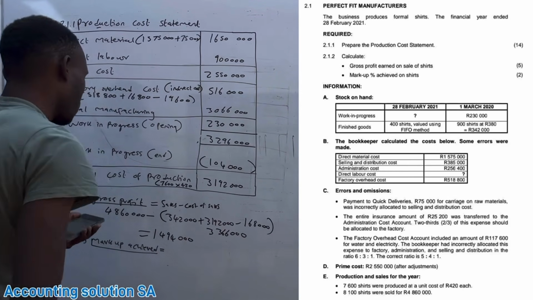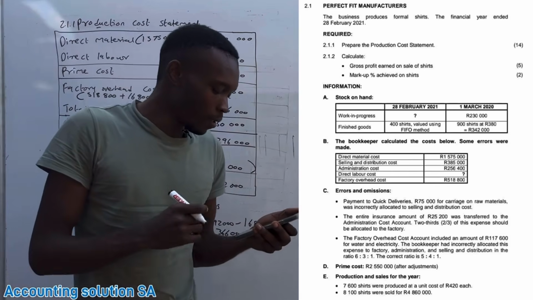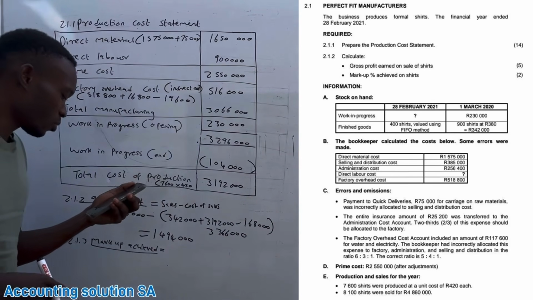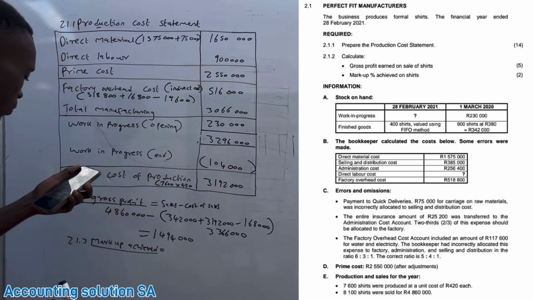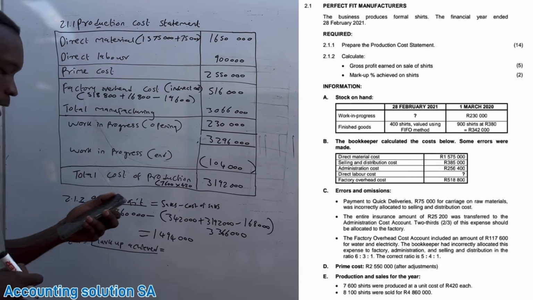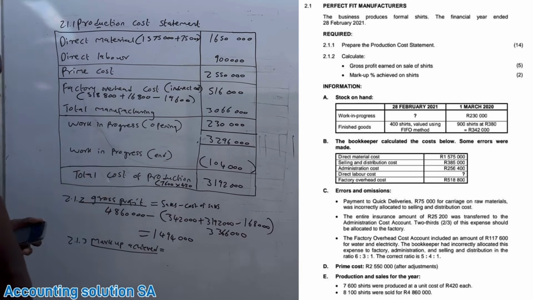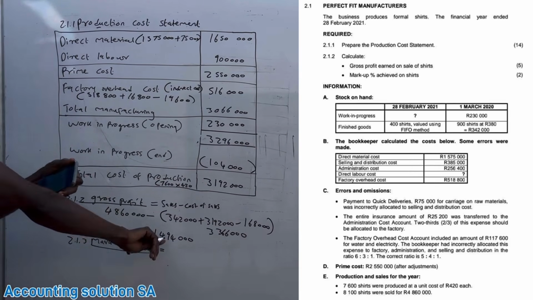494,000. Very simple. The last one, markup achieved. For markup achieved, guys, you have to use the formula which is called gross profit divided by cost of sales. Gross profit, we have it, we calculated it, it is this one.